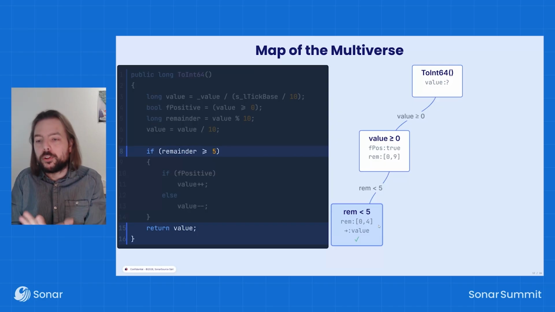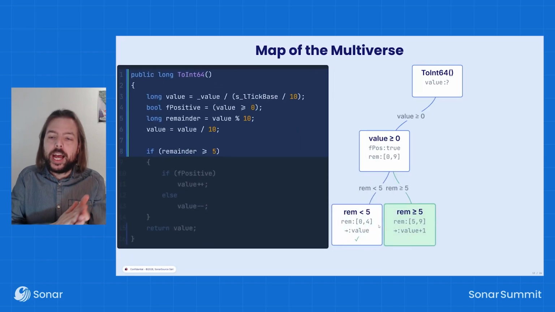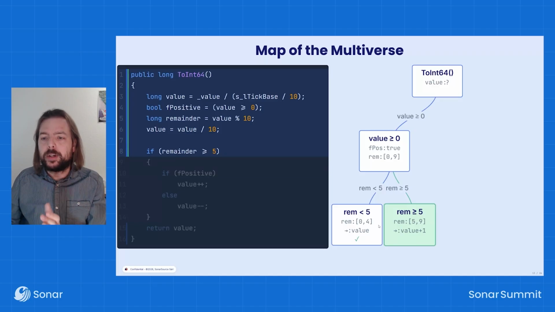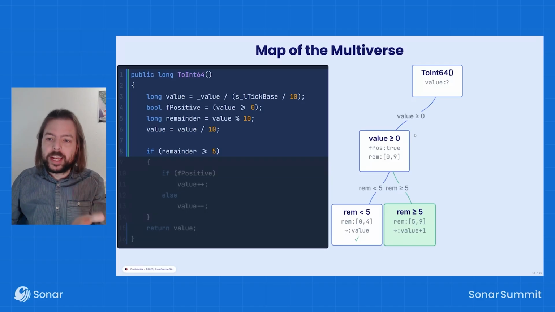And in this alternative universe, we took a step back and take a different branch. And we say, well, the condition in the first if in line 8 is actually true this time. The remainder is not smaller than 5, but equal or greater than 5. But we're still in the universe or under the assumption that value itself is positive. So the remainder must still be between 0 and 9. So, well, if it is equal or greater 5, it must be between 5 and 9, right?